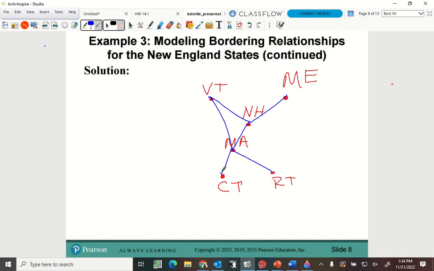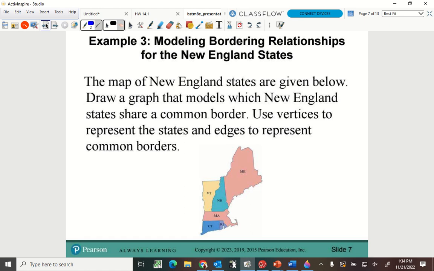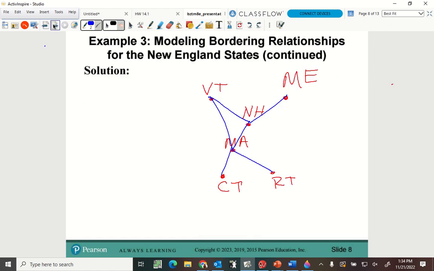Okay, so look, Massachusetts: I go to New Hampshire, Vermont, Connecticut, and Rhode Island. Anything else I'm missing? Connecticut to Rhode Island. Rhode Island to Connecticut. There we go, right there. Whoa. That's how they're all connected.